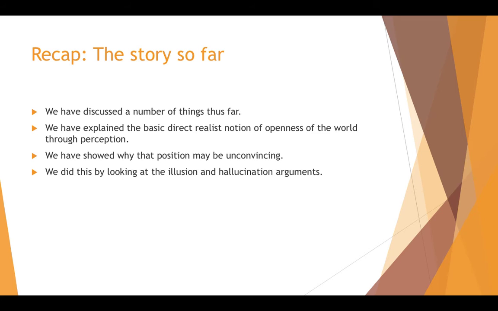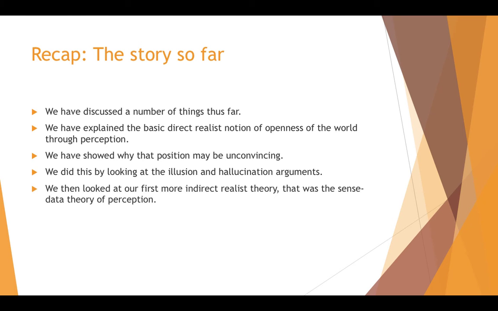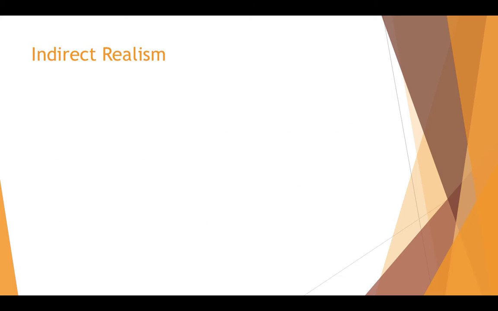If I have a hallucination, I can't actually delineate between a real perception and a hallucination. And if I've got a hallucination, then I can't actually have a direct link between objects. So how does that work? Then we looked at our first move towards the indirect realist theory, which is the idea of the sense data theory of perception. And in this lesson, we're going to look in a lot more detail at indirect realism as a whole and where the sense data theory fits into indirect realism.